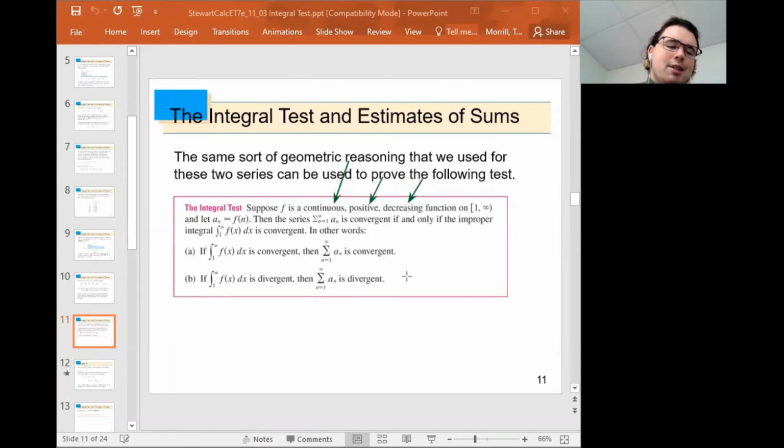I know that terms in my series need to be shrinking in absolute value to make sure that, as a prerequisite for the series to converge. So if you have all 3 of these things, then the integral test is yours for whatever tool you need it to be.